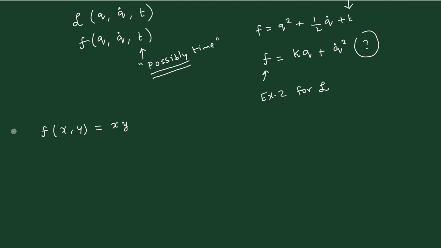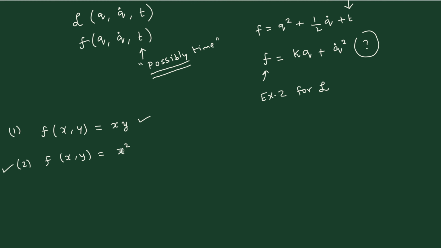Let me write down the first example of f of x comma y. The second example of f of x comma y could be like this, x square, and that's all. There is nothing wrong. If the first one is a correct expression for a function of x comma y, the second example is also a correct expression. This is also correct.